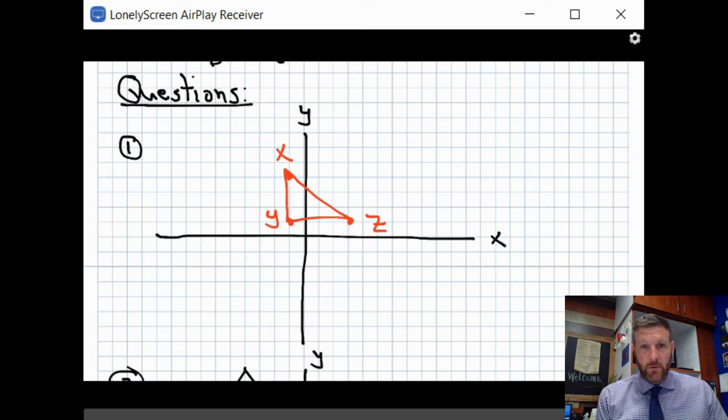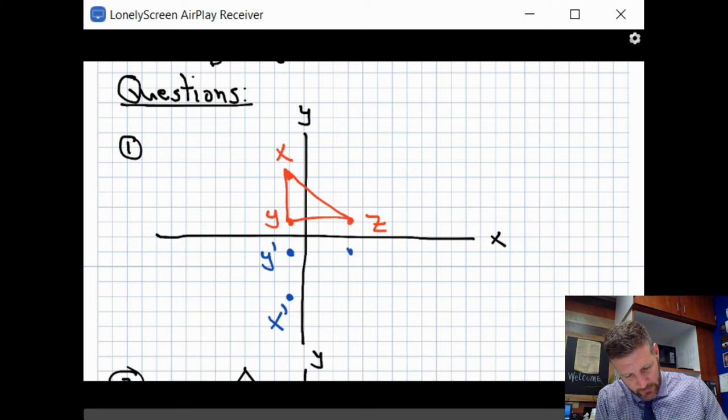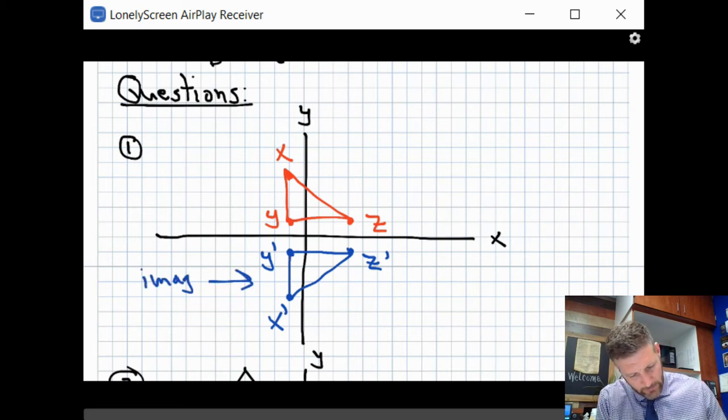Okay, and now we have a transformation that puts the vertex x at back 1, down 4. So we're down here, and so that is our x transformed. Our y is back 1, down 1. Oh, we might begin to get the idea of what's happening here. And then over 3, down 1. Okay, and there's my z. So here is our image and pre-image.